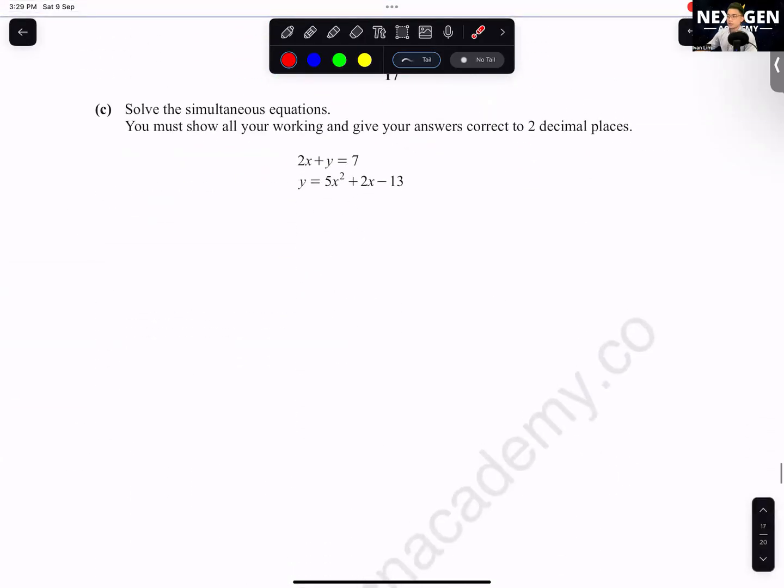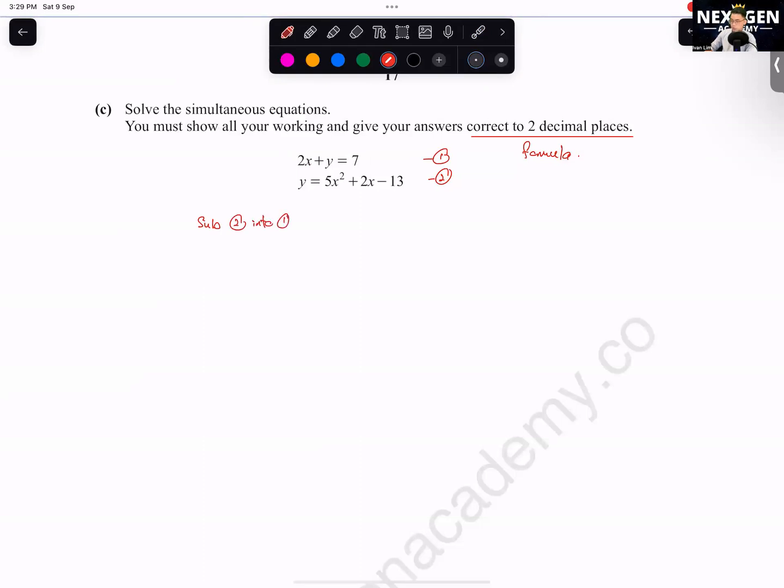Show me your working. Solve the simultaneous equation. Here, equation 1, equation 2. When you see the words correct to 2 decimal places, and they ask you to solve, normally we will need to use the quadratic formula. Just keep this in mind. You can always use the calculator to check it. So I'm going to substitute equation 2 into equation 1 first. 2x plus 5x squared plus 2x minus 13 equals 7. Simplify it, you get 5x squared plus 4x minus 20 equals 0. We're going to use the quadratic formula here. x equals negative b plus or minus the square root of b squared minus 4ac, over 2a.